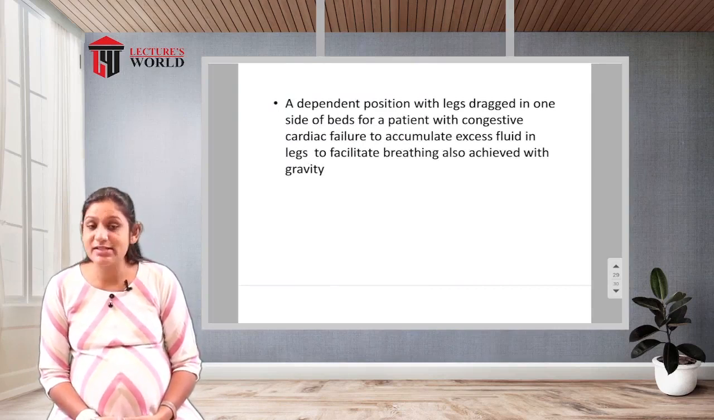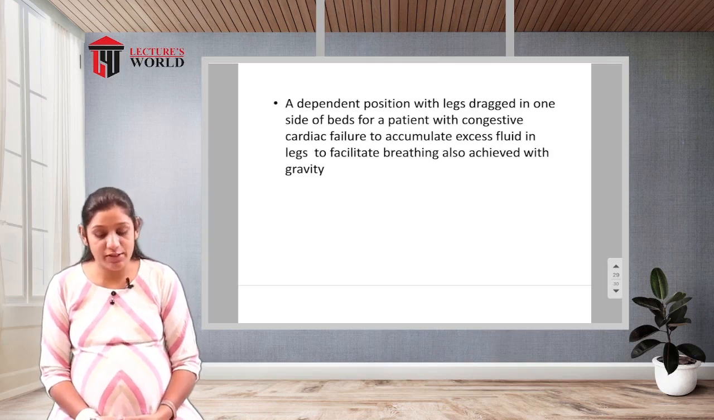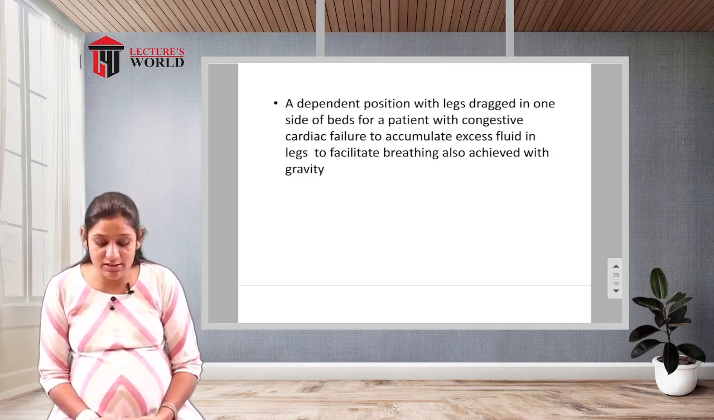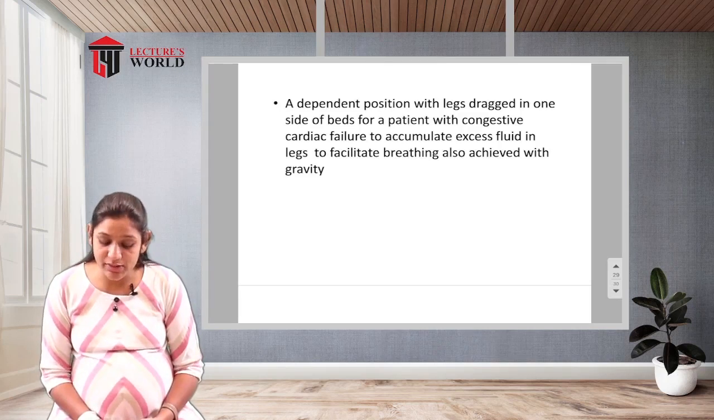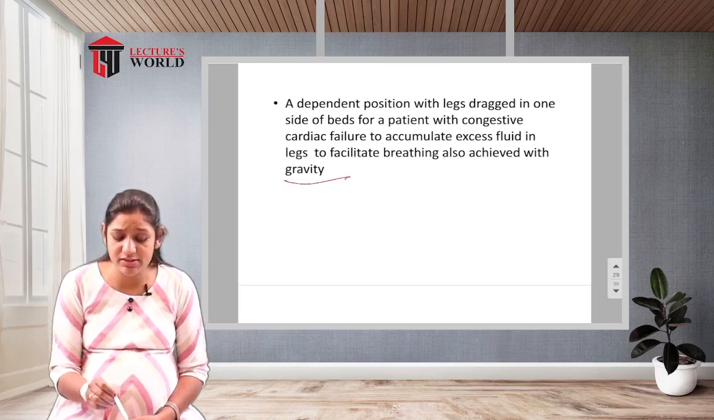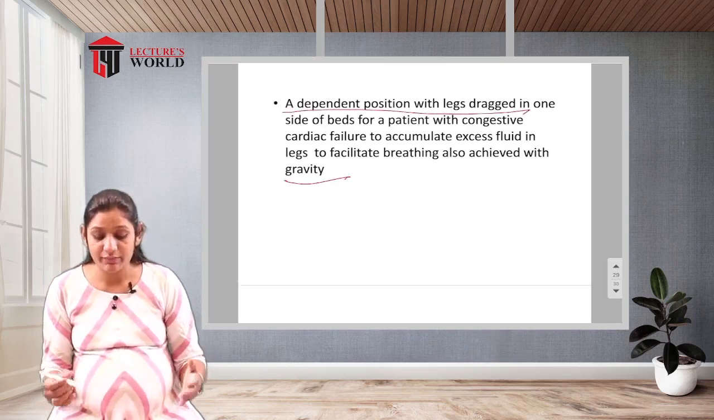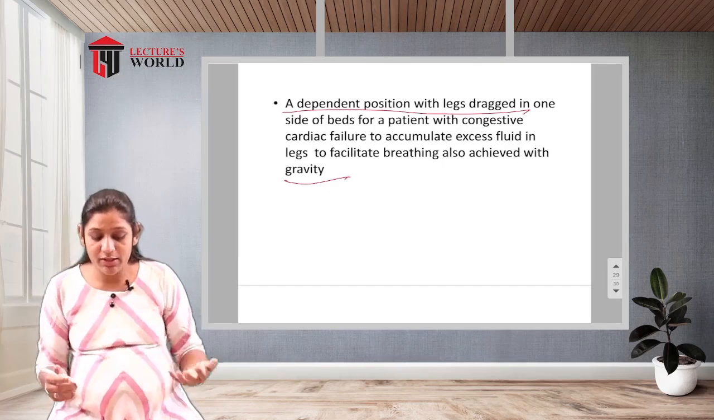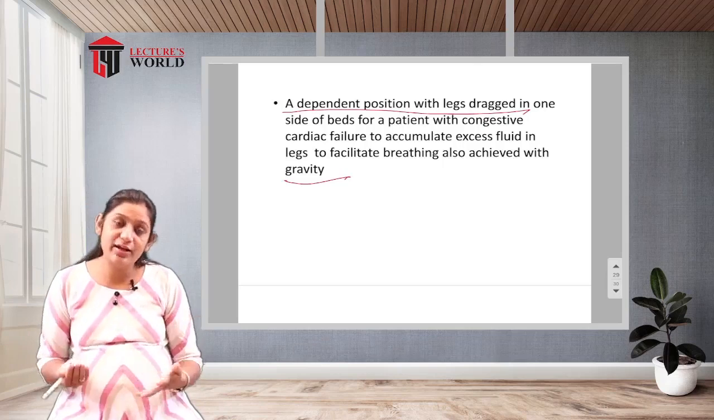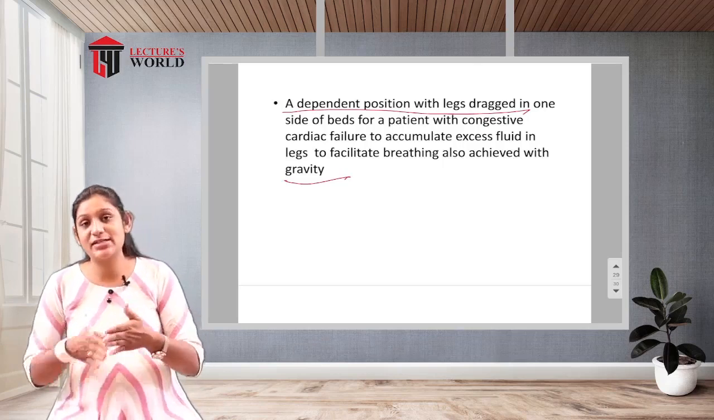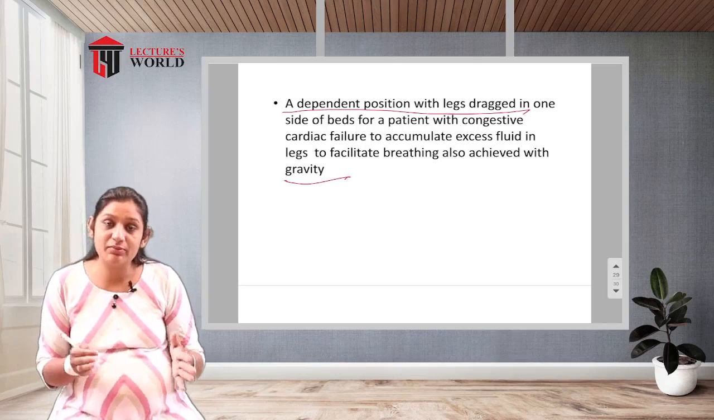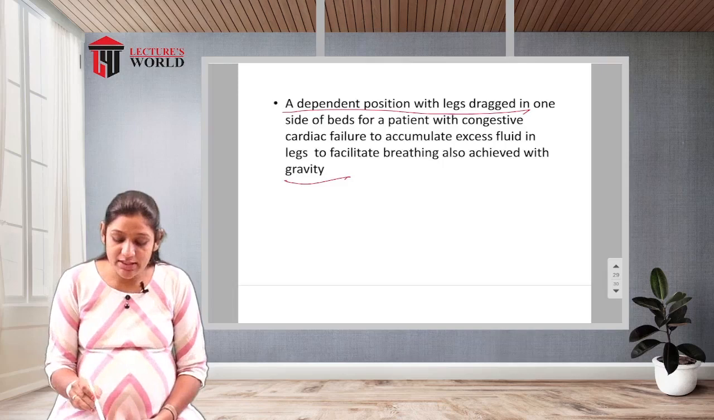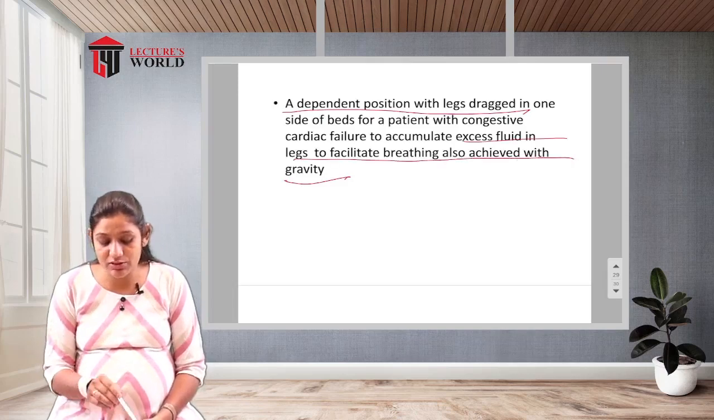Next one, a dependent position with the legs dragged to one side of the bed for patients with congestive cardiac failure to accumulate excess fluid in the leg and facilitate breathing, also achieved with gravity. This is a type of positional therapy.